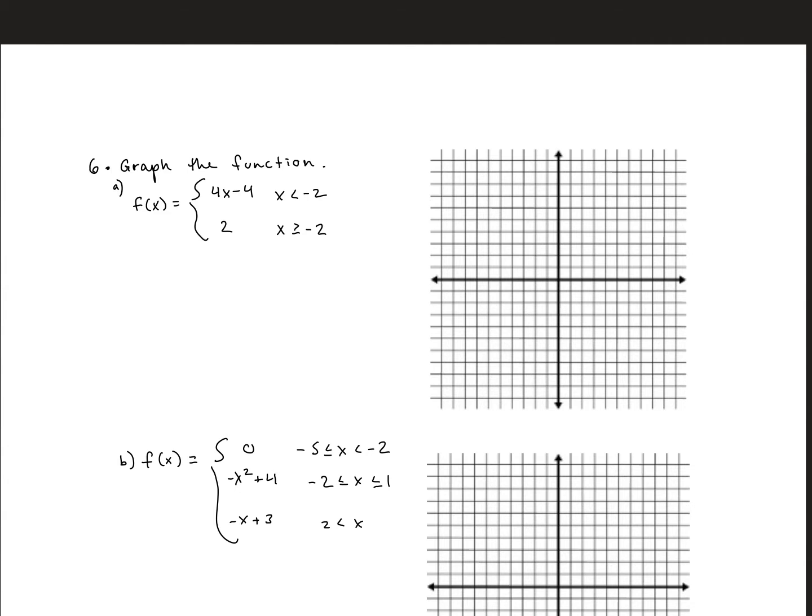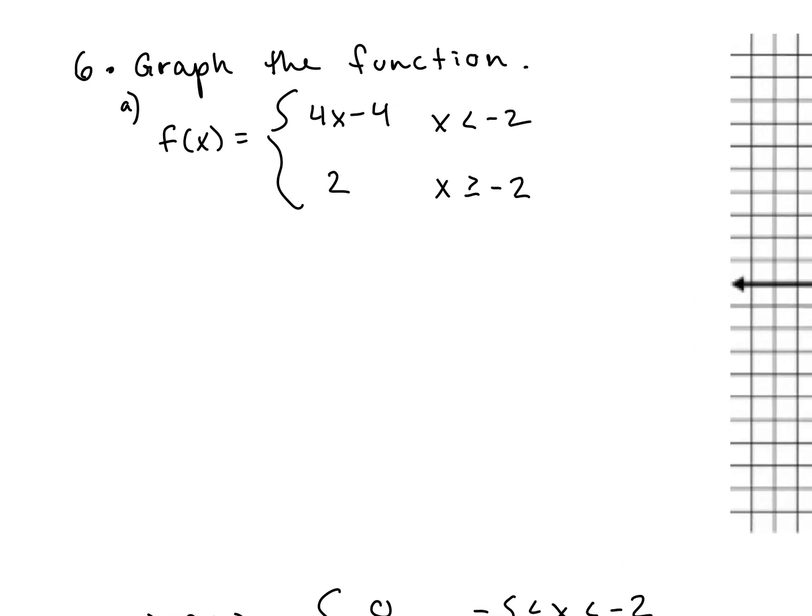I'm going to show you. But in this first question, number 6a, it says f of x equals, and there's two. So I have two lines here. I have y equals 4x minus 4, correct? And I have y equals 2. Is everybody with me? All right, so let's deal with 4x minus 4. Tell me about 4x minus 4. What's the slope? 4. Slope is 4 over 1. And what is the y-intercept? -4. It's at 0, -4.